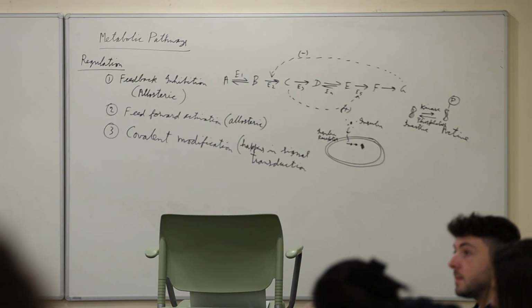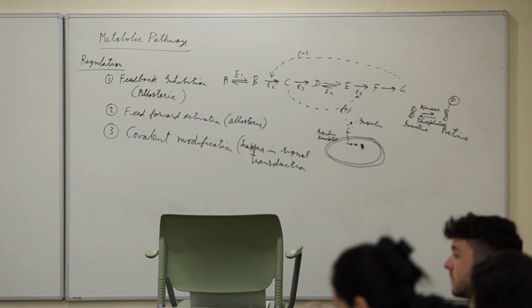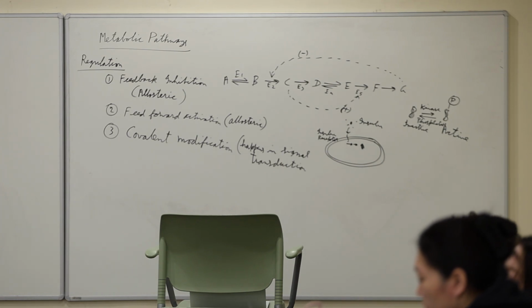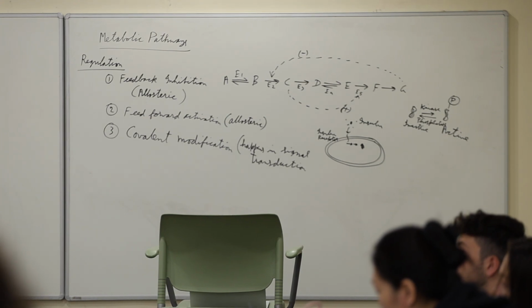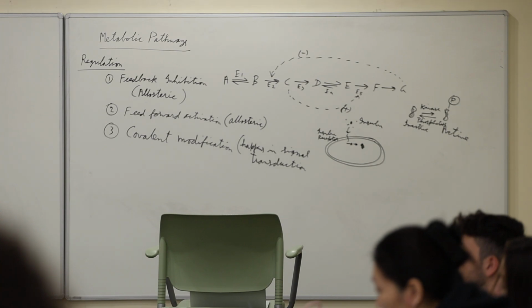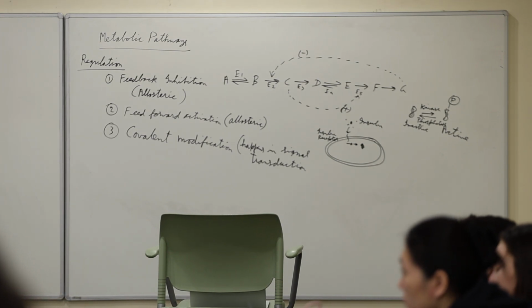Yes? Is covalent modification only used to activate? No, the deactivating, if something is activated by adding a phosphate, then it will be deactivated by removing that phosphate. That is also a covalent modification. You are breaking a covalent bond. That is also a modification. So forming a bond or breaking a bond, both are modifications.